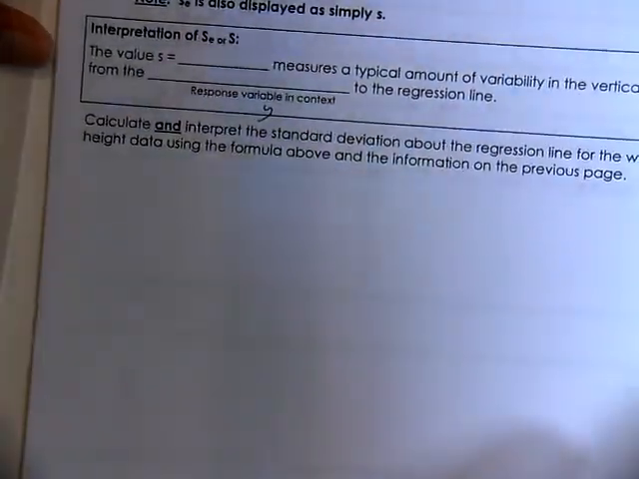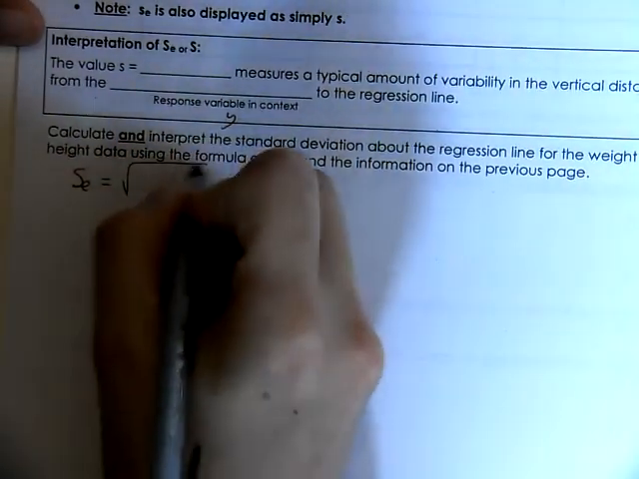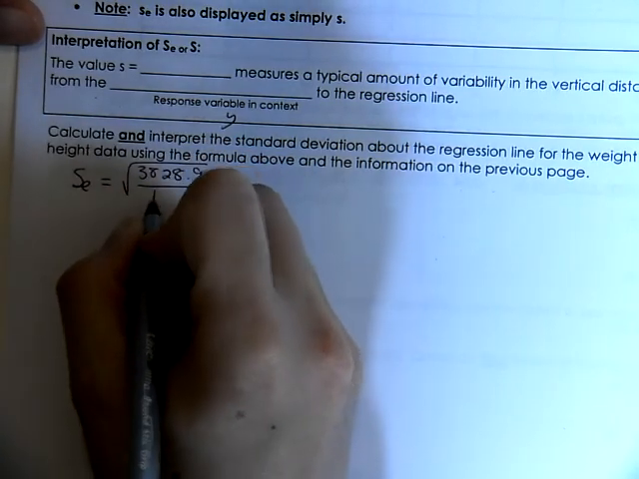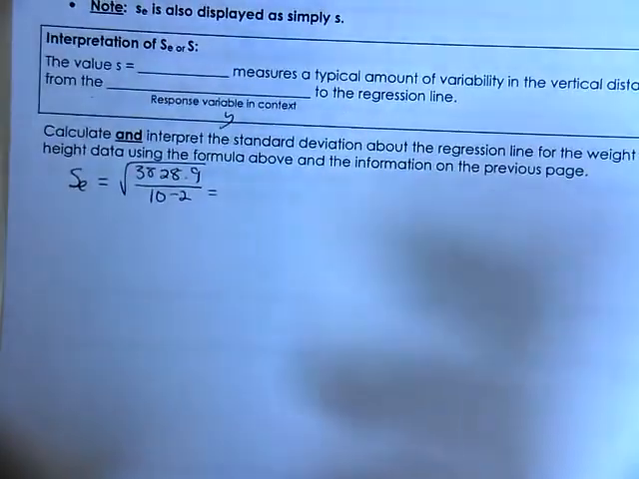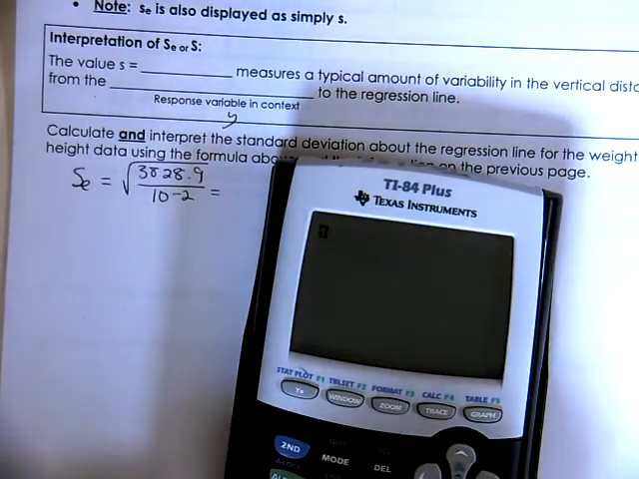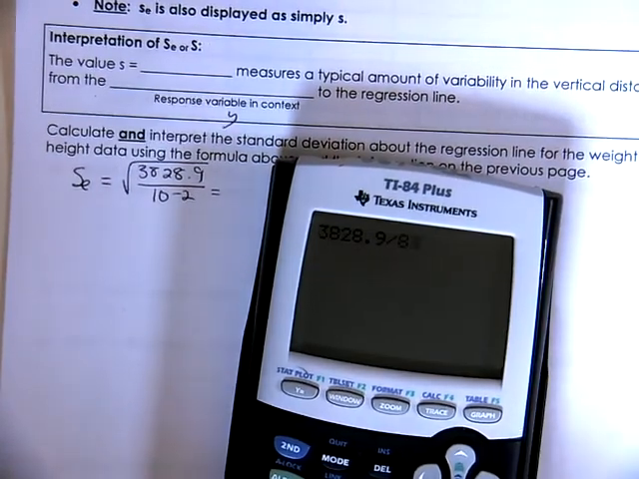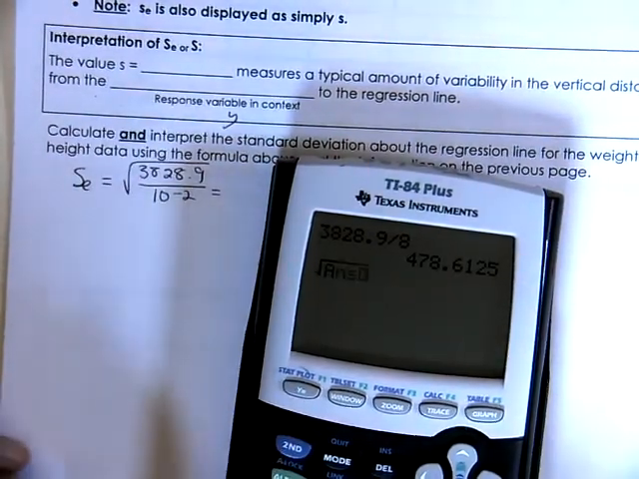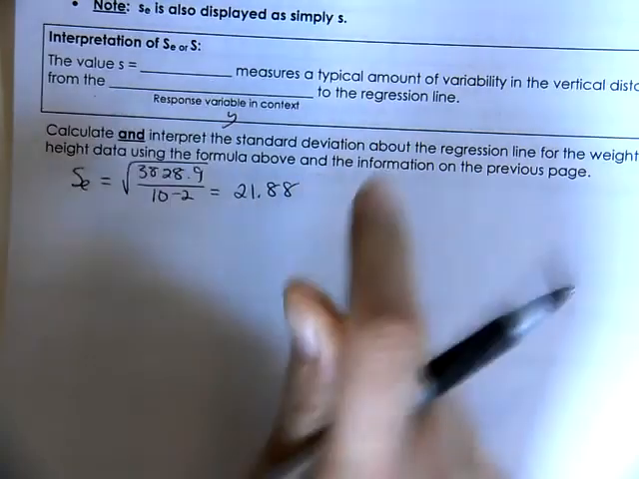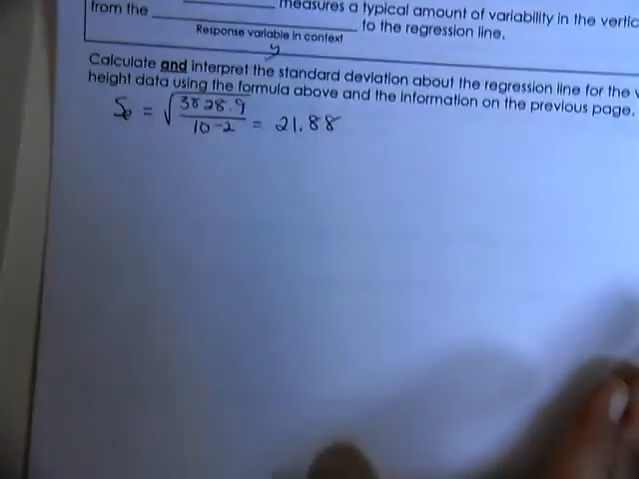So if I want to calculate and interpret the standard deviation for my weight versus height, sometimes you can put SE or you can just put S. I'm going to take 3828.9 and divide it by, we did 10 students, so 10 minus 2, and square root it. I don't know why it's 10 minus 2. I assume it's because it's bivariate data, but I don't really know. So I get 21.88. If SE is large, you have a lot of variability. If SE is small, you have a small amount of variability.